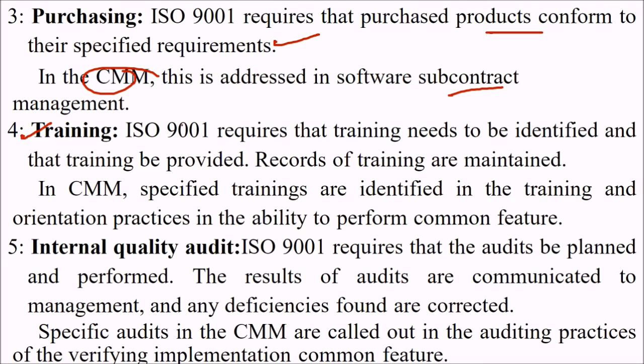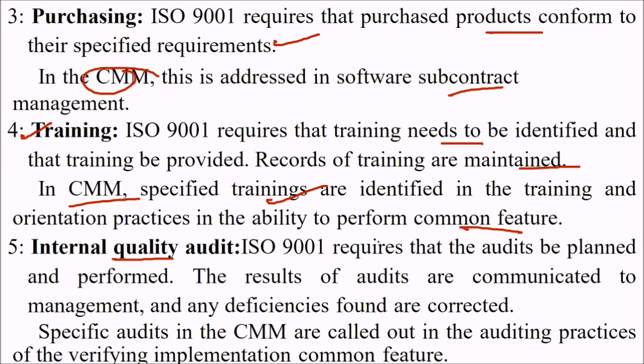Training. ISO 9001 requires that training needs to be identified and that training is to be provided, and records of training are to be maintained. While in CMM, the specified trainings are identified in the training and orientation practices in the ability to perform common feature. This is the specified training that needs to be identified, and people need to be trained.